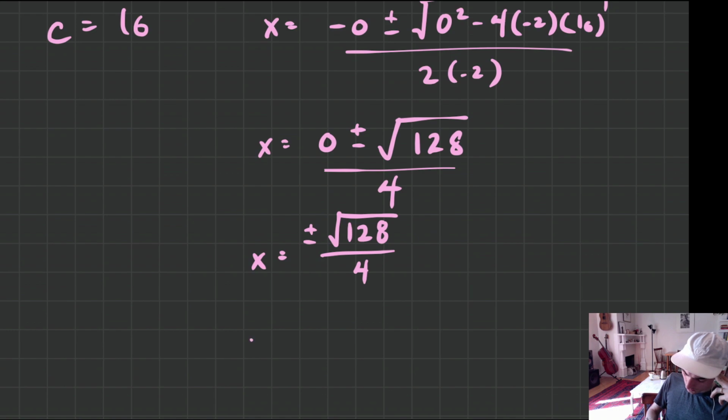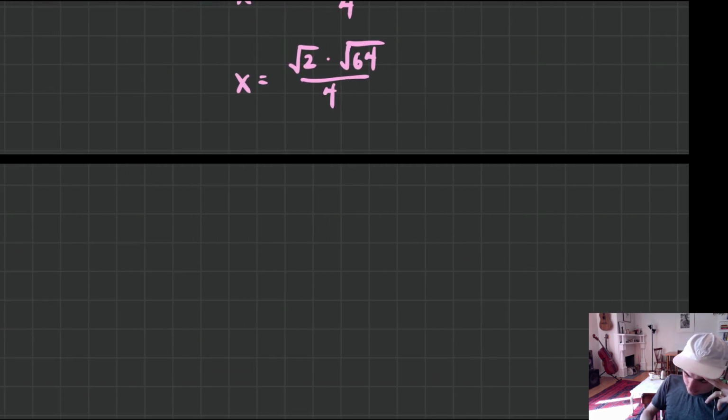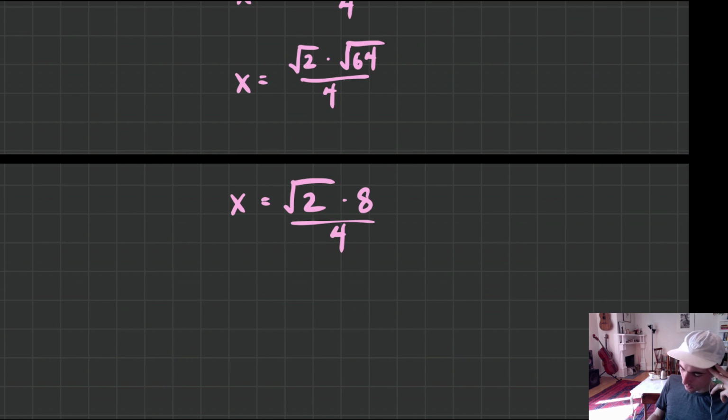We haven't really done any work with radicals yet, but guess what? That's what's coming next. If I wanted to, I can simplify this. This is going to be the square root of 2 times the square root of 64 all over 4. And the square root of 64 is 8. So this is equal to the square root of 2 times 8 all over 4. And we all know that 8 over 4 is 2. So this is actually equal to 2 times the square root of 2.